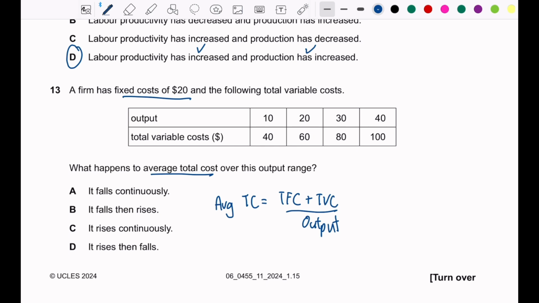So let's work it out. For the first one, you just use 20 plus 40 divided by 10, which is 6. For the others, you can also calculate, which I already worked out, and this is the answer. So we can see the trend here to here. The average total cost is reducing. So it falls continuously. A is the answer.